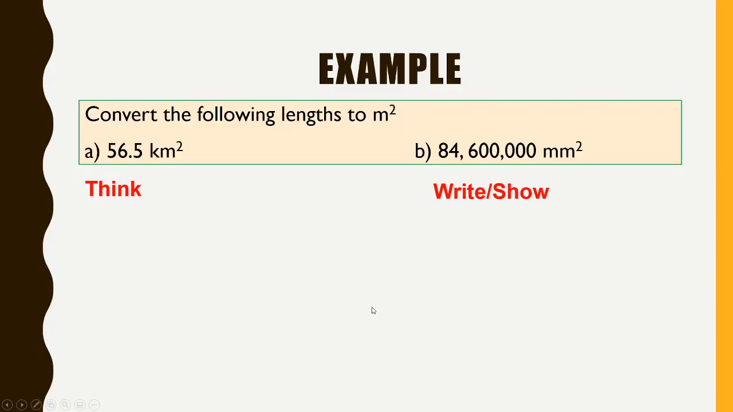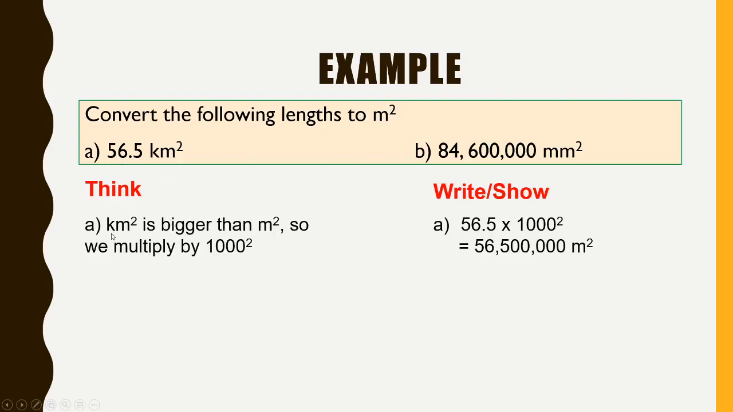So again, here's two examples going to meters squared. So we're going from kilometers squared to meters squared. So first off, we know it's bigger, so we're going to multiply. And we know that the number's 1,000 squared, because from kilometers squared to meters squared is 1,000 squared. So we write 56.5 times 1,000 squared. We can type that in our calculator and we get 56,500,000 meters squared.